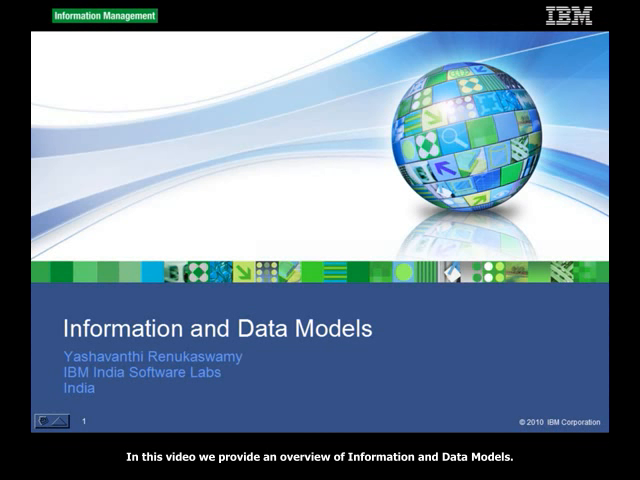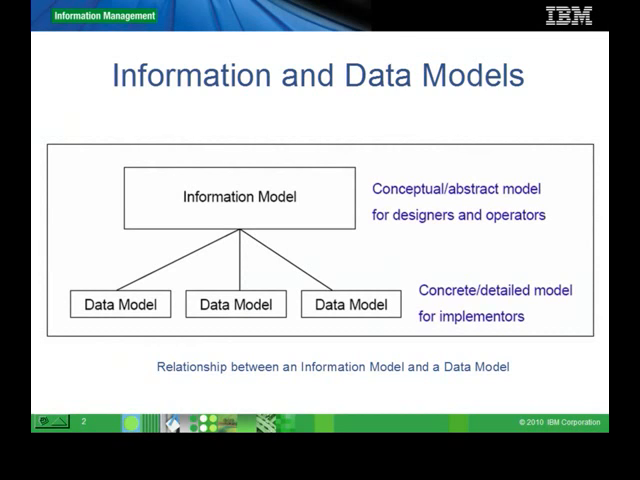In this video, we provide an overview of information and data models. An information model is an abstract, formal representation of entities that includes their properties, relationships, and the operations that can be performed on them. The main purpose of an information model is to model managed objects at a conceptual level, independent of any specific implementations or protocols used to transport the data.